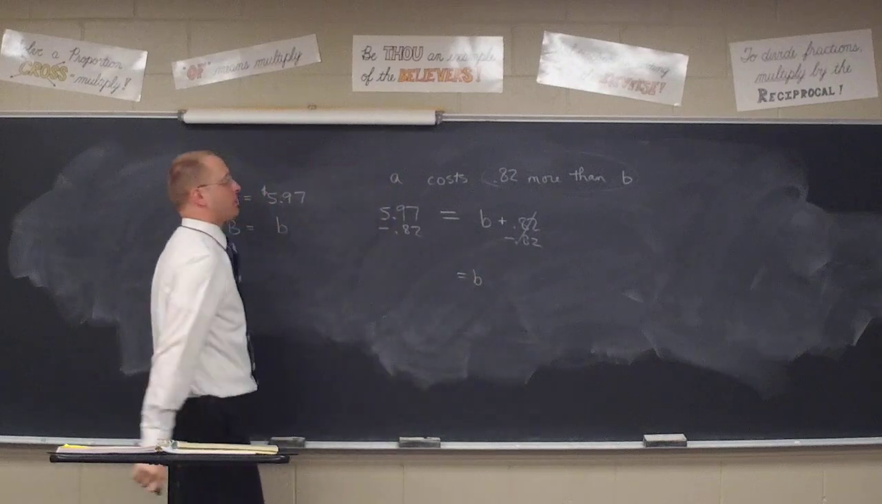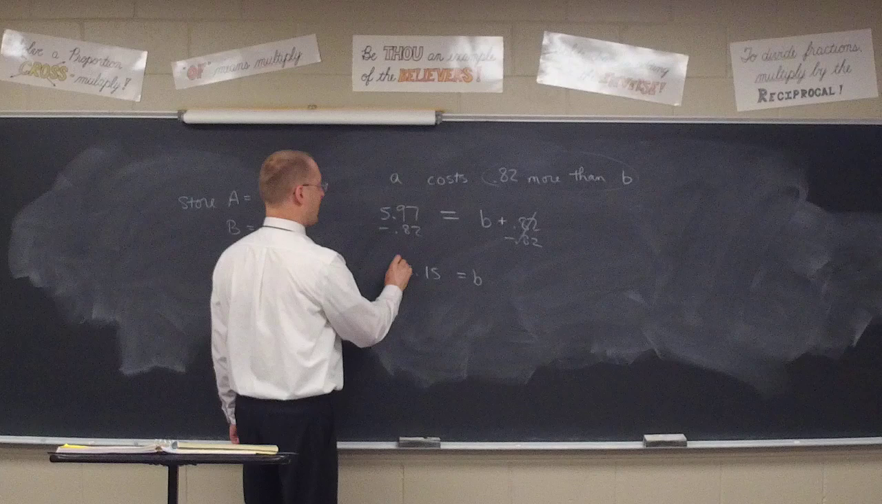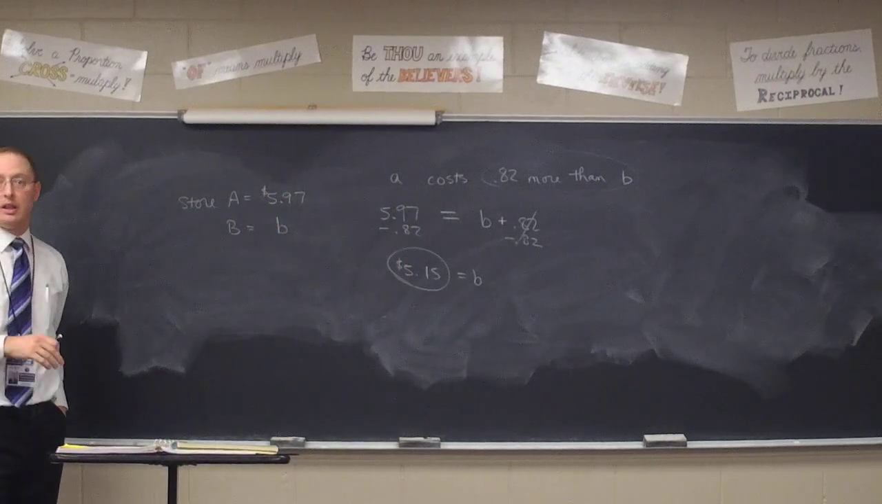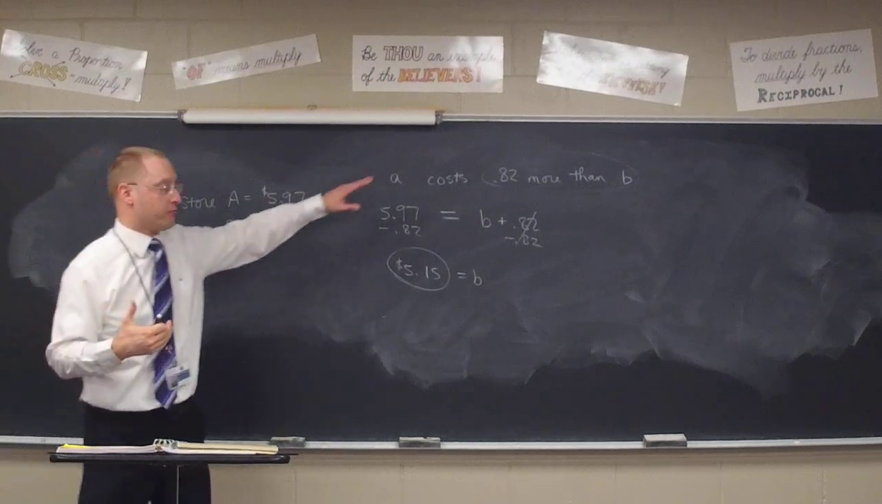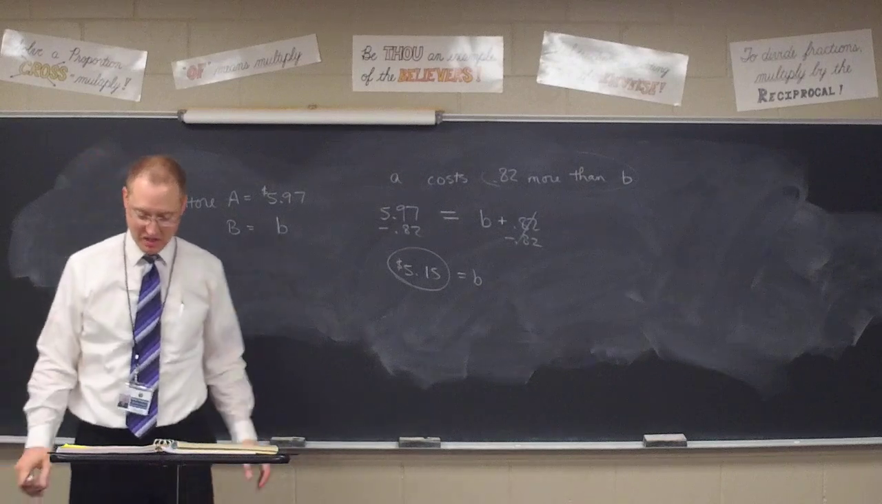And what do we get for store B, class? $5.15. Questions on this one? This time they didn't give us an is. They gave us a different verb, but we could still extrapolate it means equals when we see that verb.